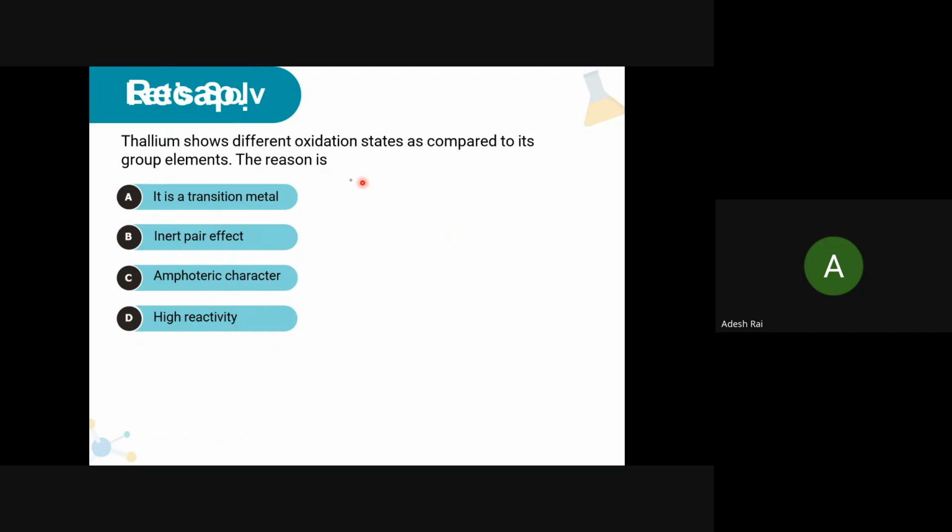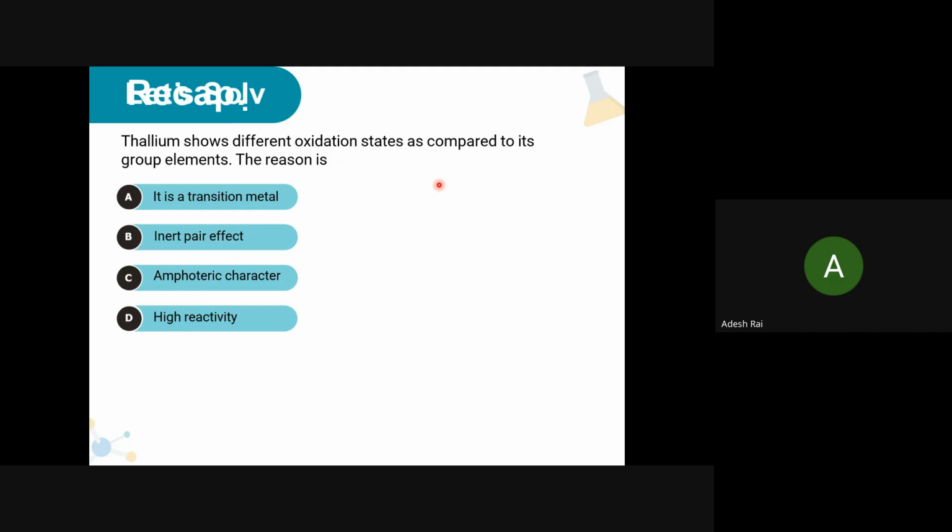Thallium shows a different oxidation state as compared to its group elements. What is the reason? Thallium comes in which family? Boron family: boron, aluminum, gallium, indium, thallium. What is the outermost electronic configuration for the boron family? ns2 np1, yes or no?